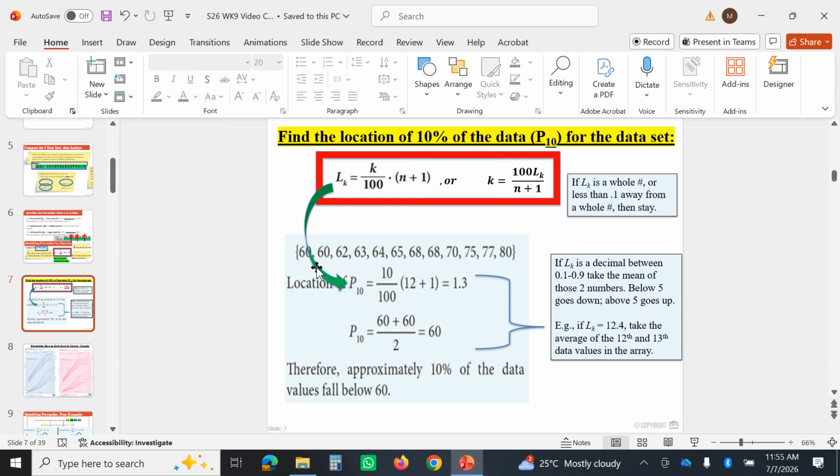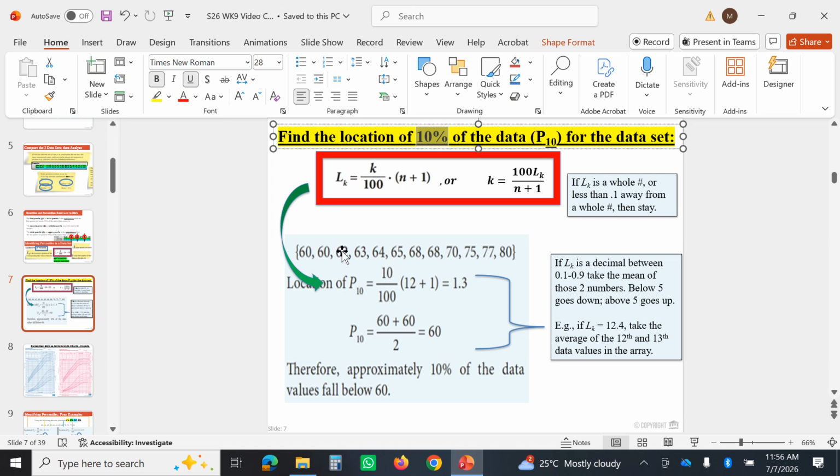Here is just another set of data points, unrelated, it doesn't matter. You'll see that they are all ordered: 60, 60, 62, 63, 65, and you see how it's all increasing in order all the way up to 80. I'm looking for the location of P10. So LK is equal to 10, because that came from here. So that's got to be 10 over 100, and that's what we've got.